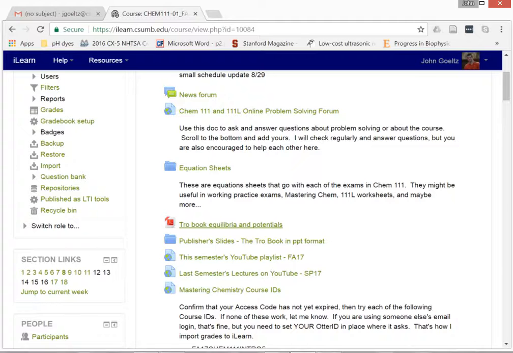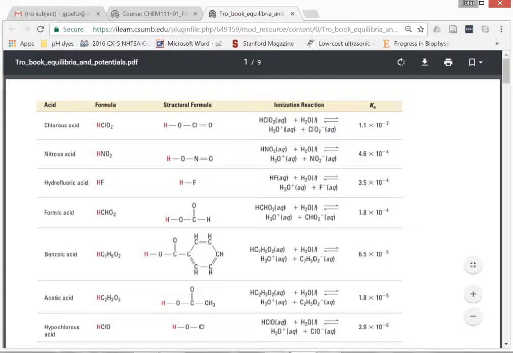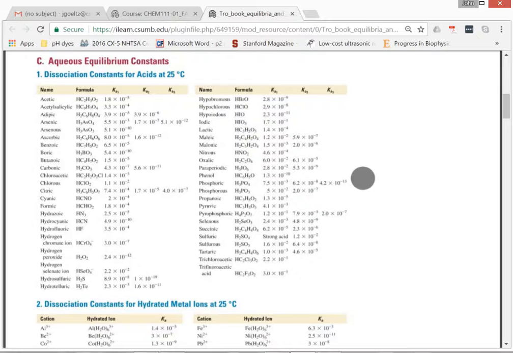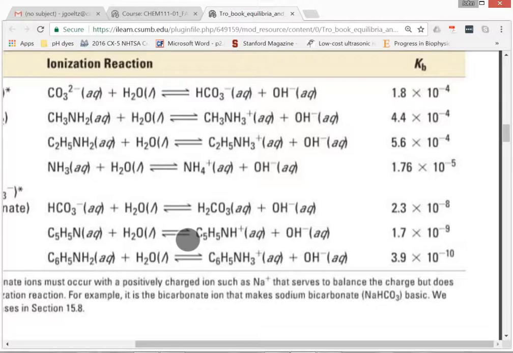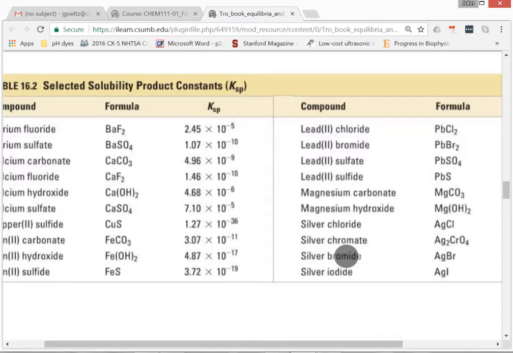Let's see if it will load. Here's a list of KAs. Here's a list of other KAs. Here's some more KBs. KBs. KSPs.